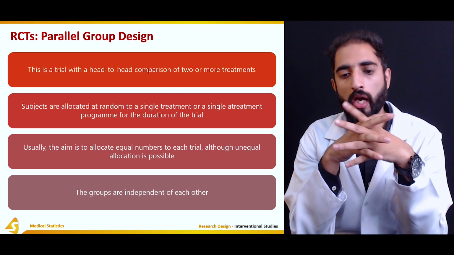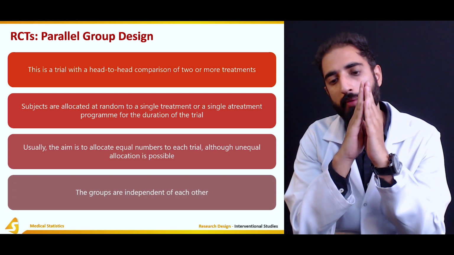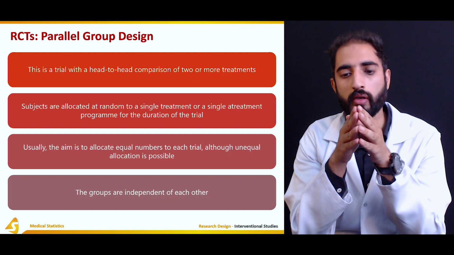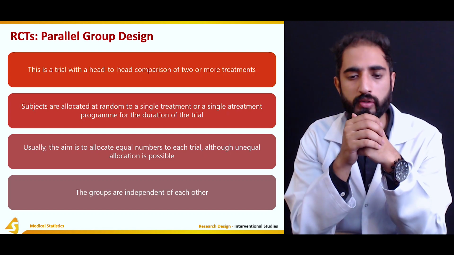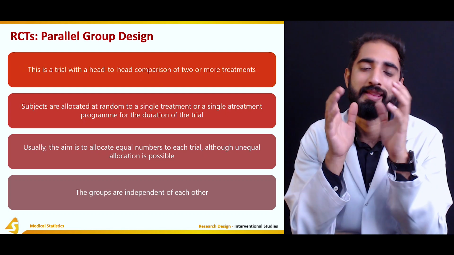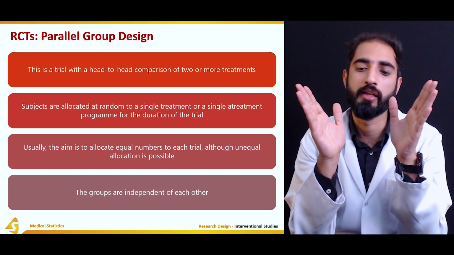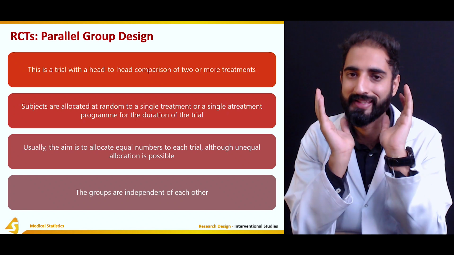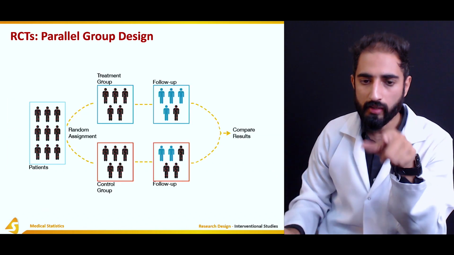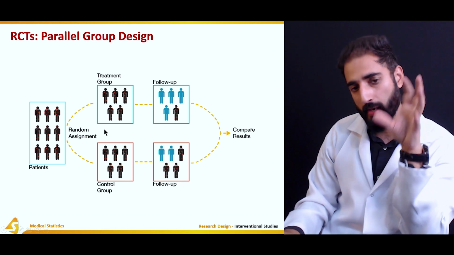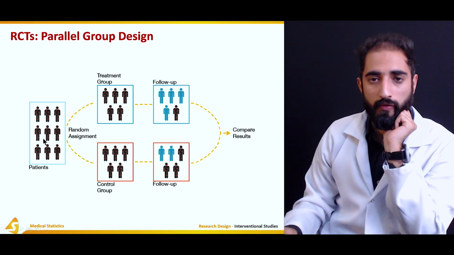Now this is a parallel group design. Usually the aim is to allocate equal numbers to each trial, although unequal allocation is also possible, perhaps because of dropouts. The groups in this type of design are parallel, independent of each other, because a participant stays in one and only one group. So we can understand it in a better way with this graphical representation.